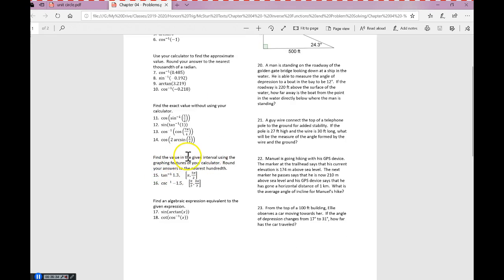All right, find the value in the given interval using the graphing feature of your calculator. Round your answer to the nearest hundredth.